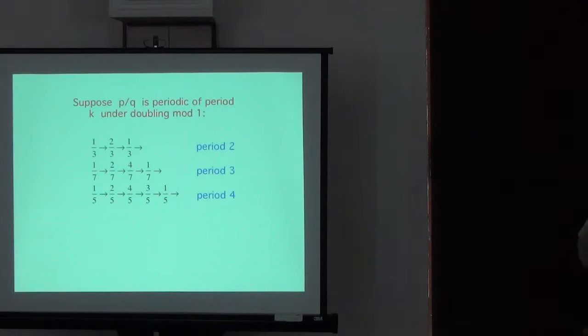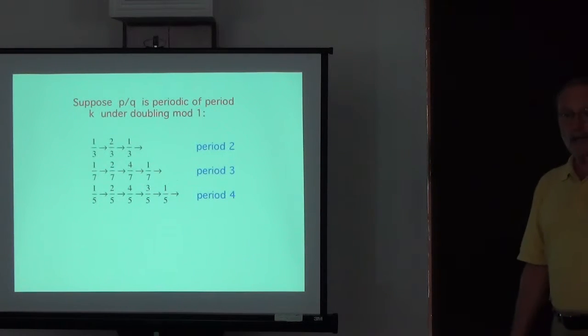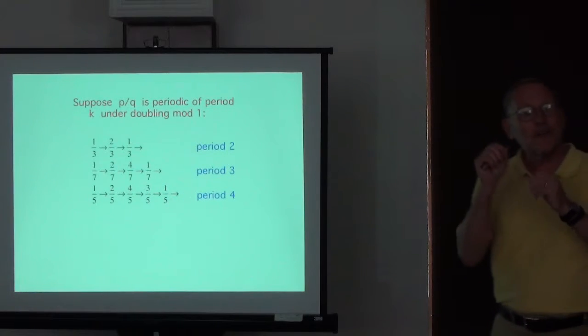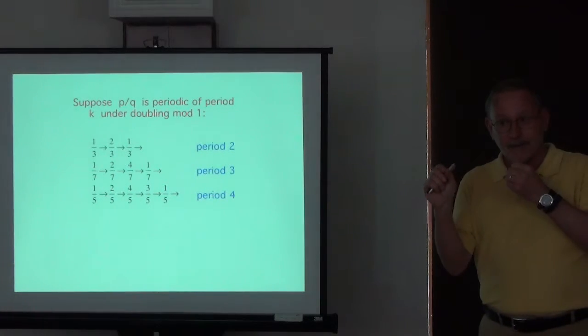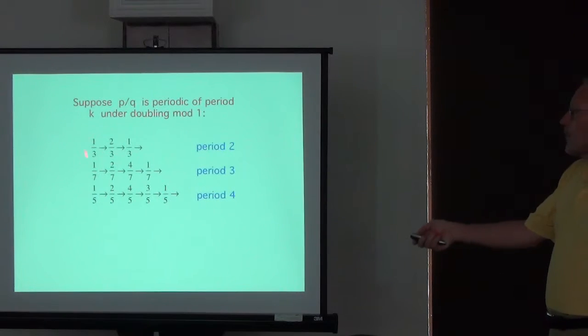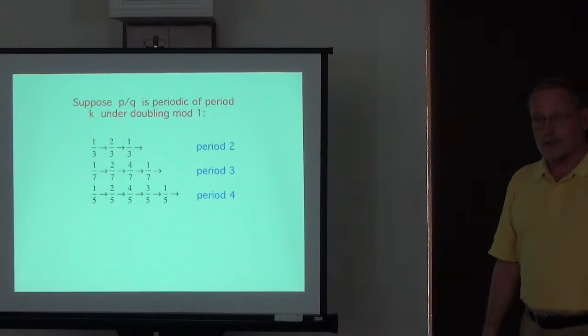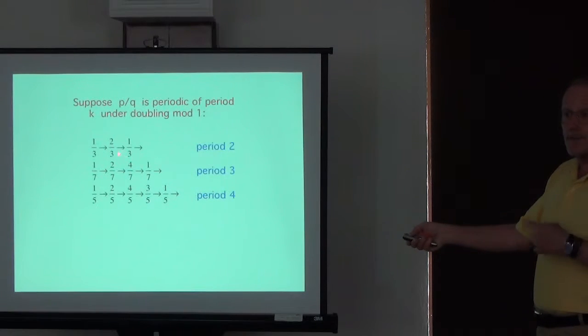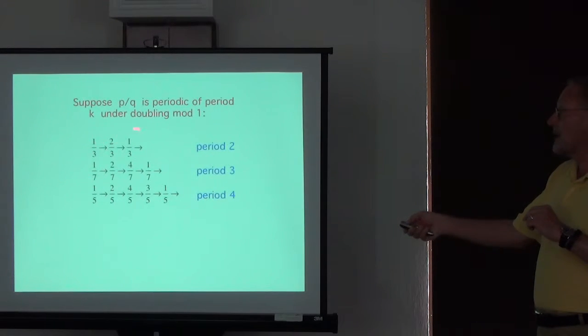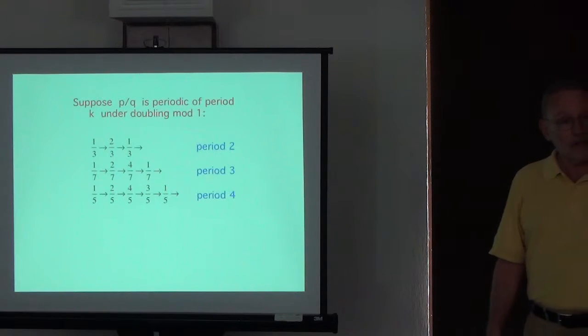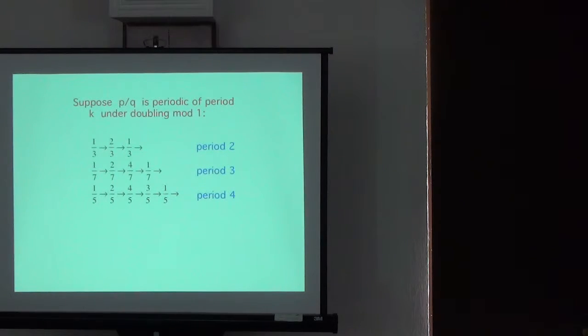Suppose you have a fraction, P over Q, that's periodic of period K under doubling mod 1. Okay, so what do I mean by doubling mod 1? Well, let's take 1/3. Double that, you get 2/3. Double that, you get 4/3, mod 1, that's 1/3. 1/3 after 2 iterations doubles back. It's period 2 under doubling mod 1. Take 1/7, doubles to 2/7, doubles to 4/7, doubles to 8/7, but that's 1/7, period 3. Etc. 1/5 goes to 2/5, doubles to 4/5, doubles to 8/5, that's 3/5, doubles to 1/5.